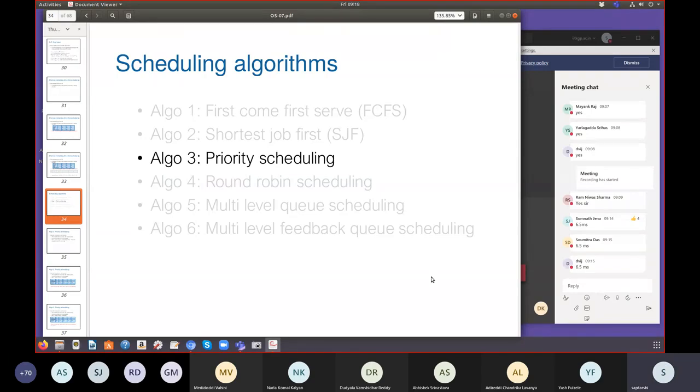By the way, have we already discussed priority scheduling? Or is this something completely new?